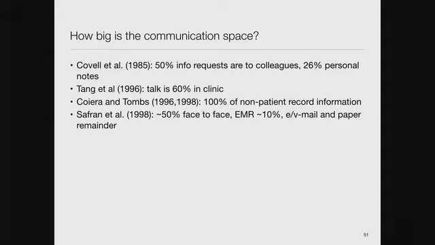And then Charlie Safran at the BI did a sort of time and motion study, looking at, I think, nursing behavior, and saying that about half their time was face-to-face communication, about 10% with electronic medical records, and also a lot of email and voicemail and paper reminders as ways of communicating among people.